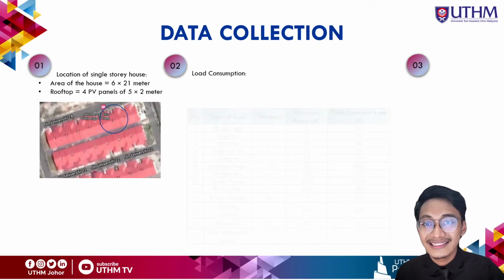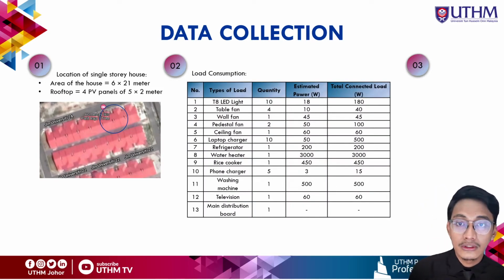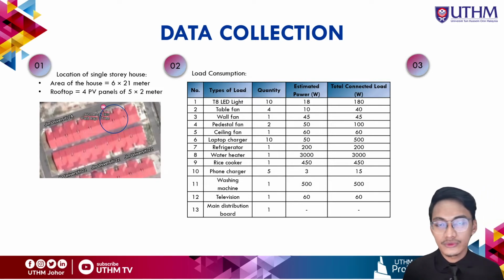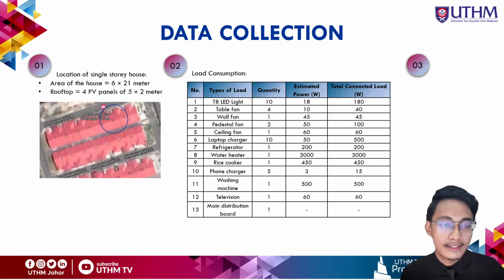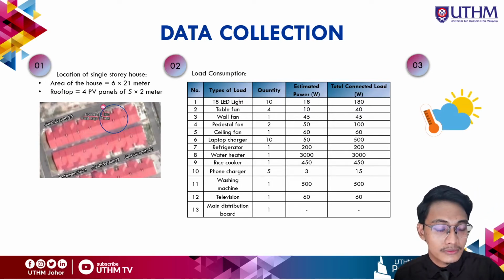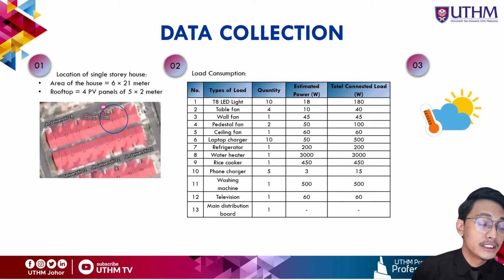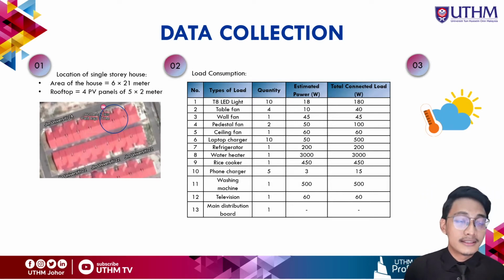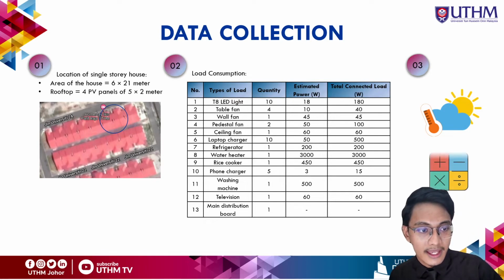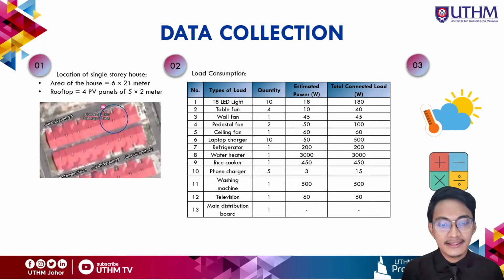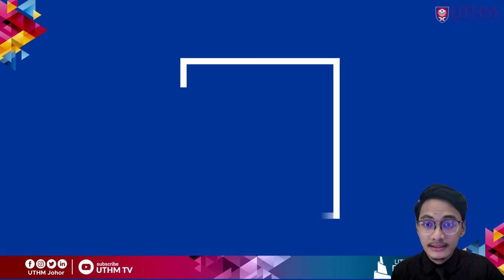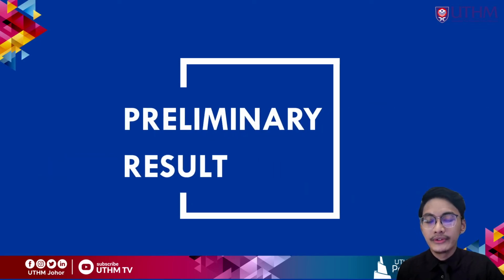The second is the load consumption. It consists of 13 different types of load with different estimated power and total load connected. The third is that the temperature at STC is 25 Celsius, and it contains various complex calculation steps. Next is the preliminary results.